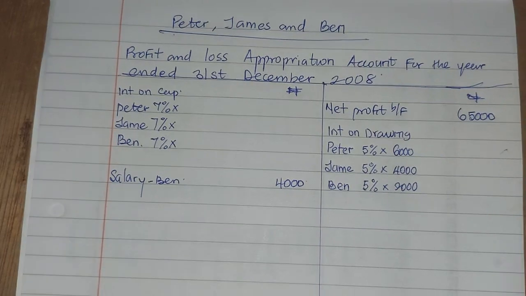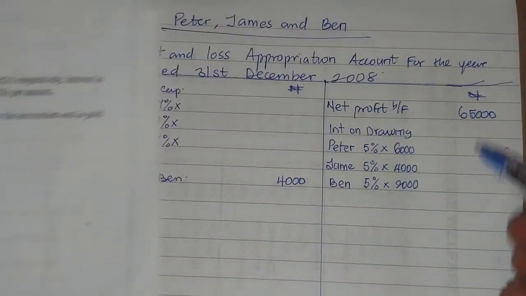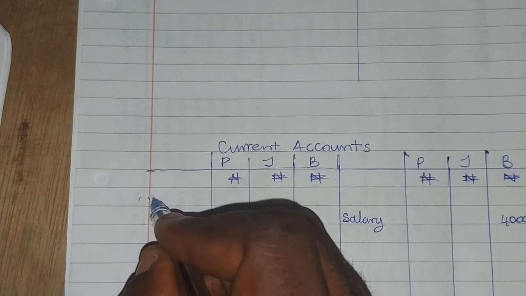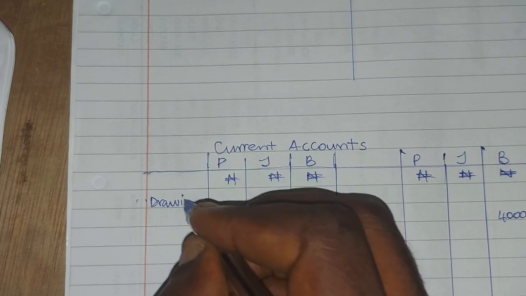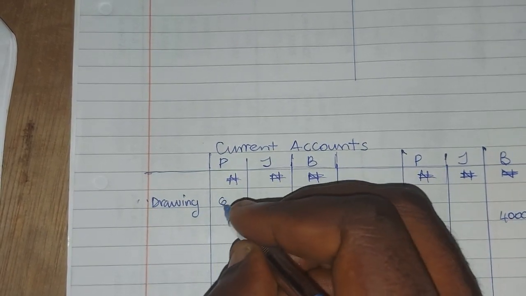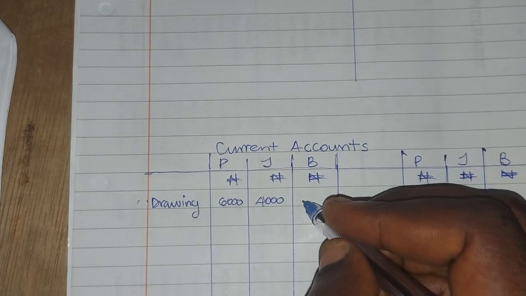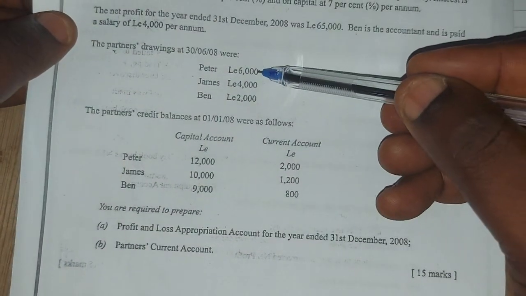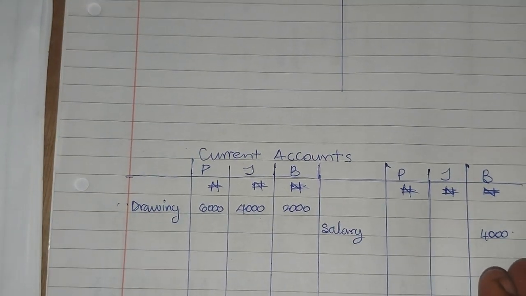Then we are given partners' drawings. So you write the drawings. You debit the current account and say drawings: 6,000, 4,000, and 2,000, respectively. So you take it one after the other. These partners' drawings will be debited on the current accounts of the partners.